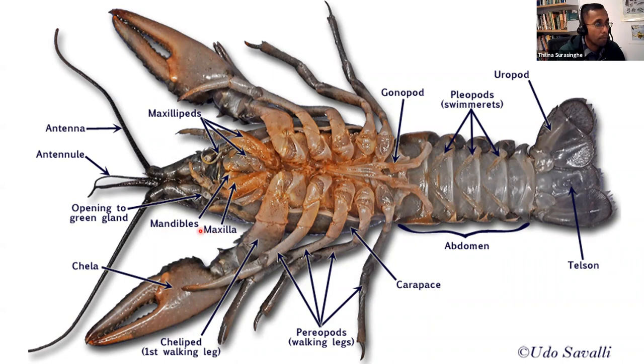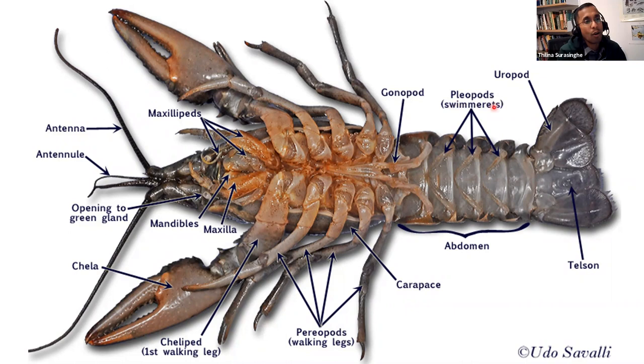And then remember what I mentioned about the other sensory structures? There are mandibles, maxillae, maxillipeds, right? Mandibles are large structures right in the center. Long sort of leg-like structures are maxillae and maxilliped, right? So the walking legs are also known as pereopods, and swimming legs are also known as pleopods.